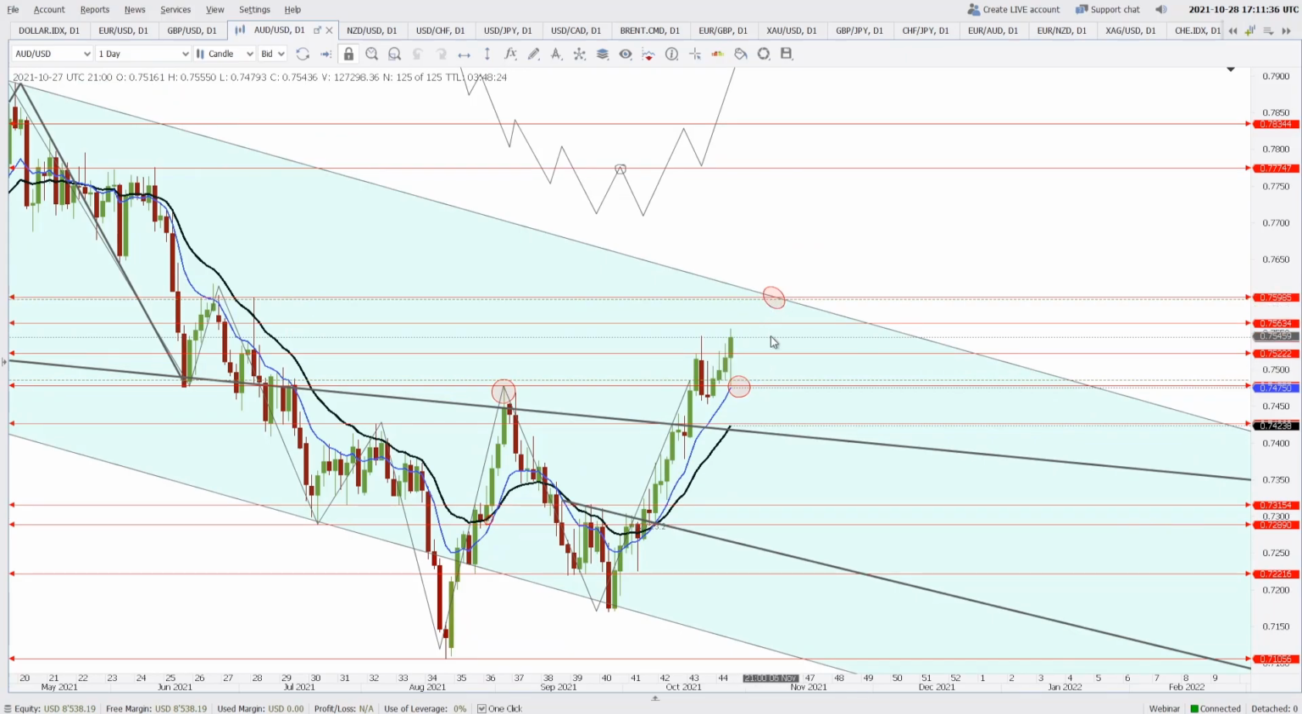Right now the resistance at 0.7563 is also there. This is a small resistance, and the huge resistance is at around the 0.7595 area in the Australian dollar, where you should be looking for booking your profits if you are long. And if you are not long, then you can also look for opening a short position if you find a bearish engulfing or a bearish pin bar on the daily candle here.